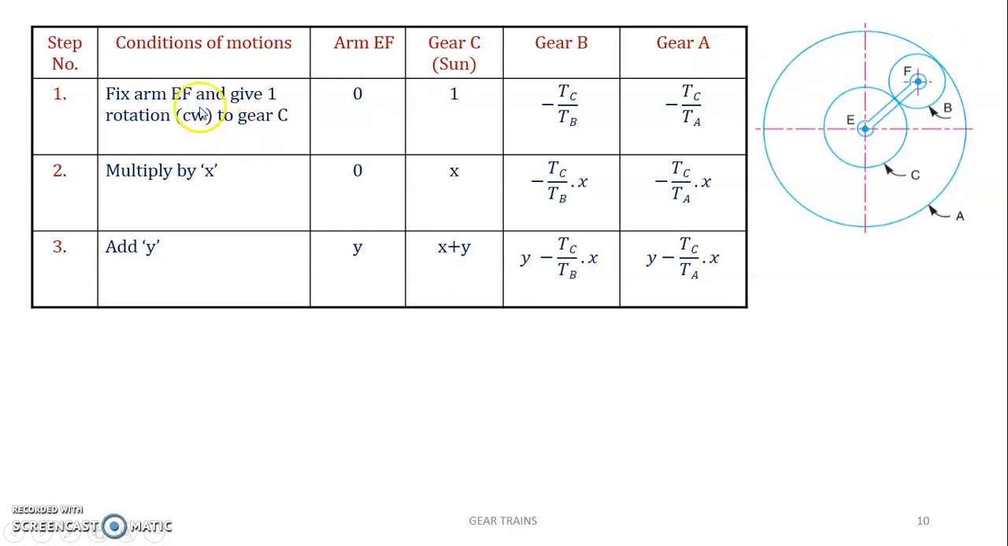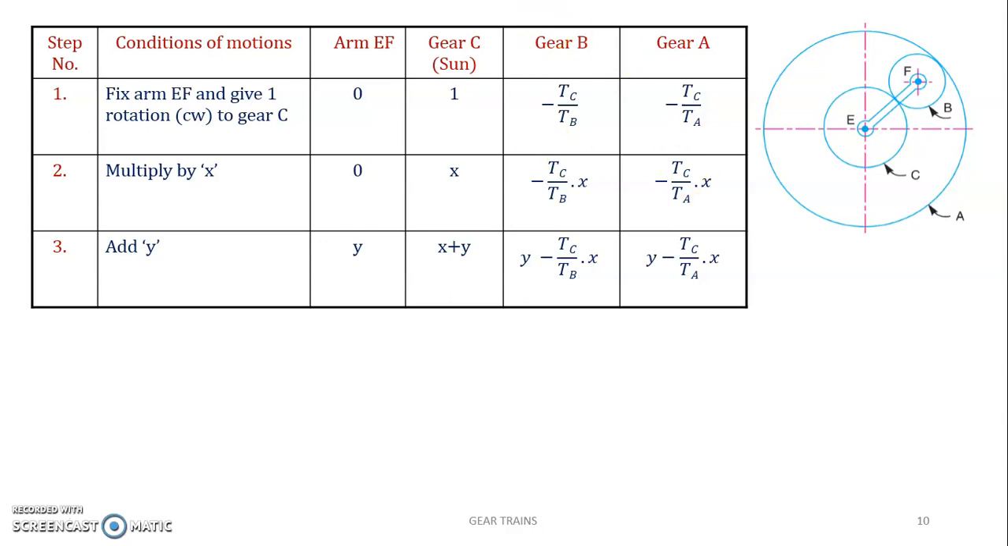Fix the arm EF and give one rotation to gear C. Since you fix the arm, its rotation is 0, and I gave one rotation to gear C. Next you have to put in the train value. C drives B, so it's a simple gear train. If gear C rotates clockwise, gear B rotates in the opposite direction, anticlockwise. So this sign is minus, because the direction of gear B is opposite to that of C.